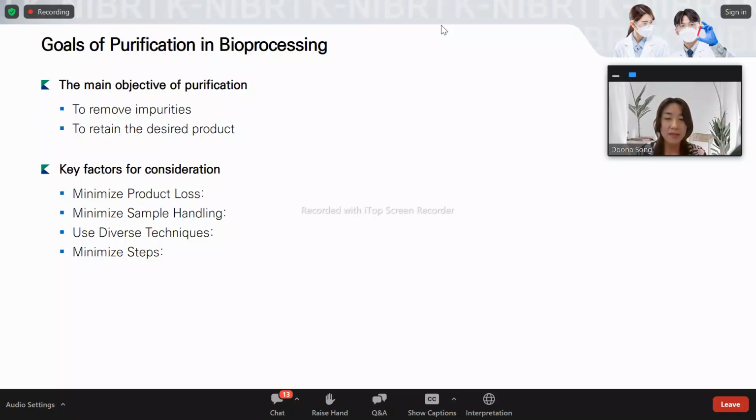And lastly, minimize the number of steps. From a cost effectiveness perspective, it is beneficial to reach the final product with fewer steps. Before we start the main talk, I just briefly talked about the goal of the purification.